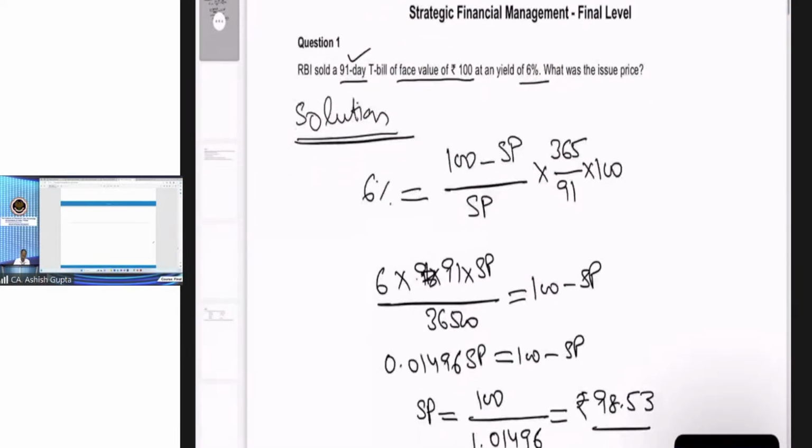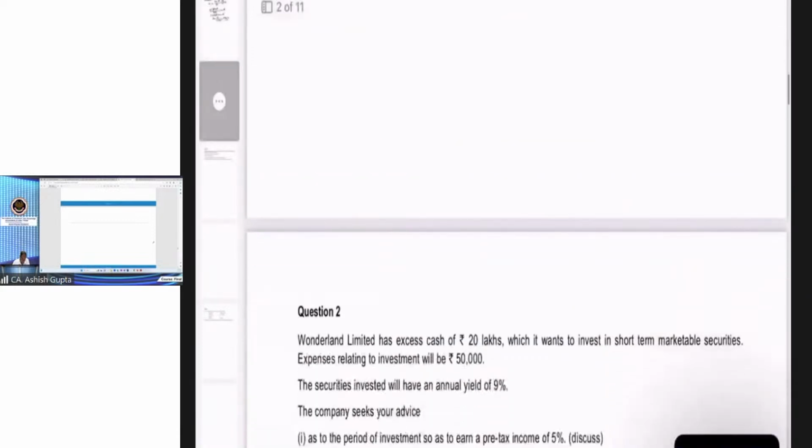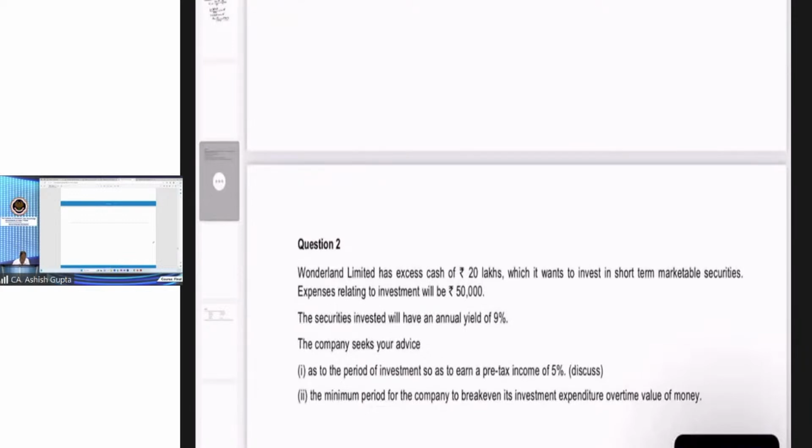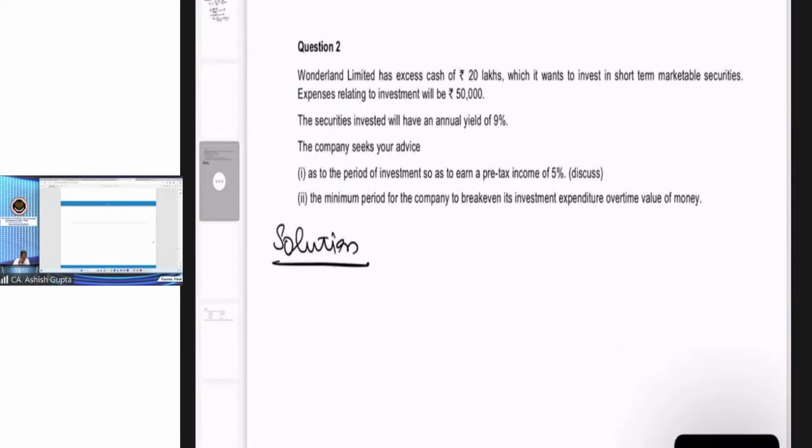Okay, students, if anyone has any doubt, it is a very simple question. Now we are coming to the second question. I am reading the question. Wonderland Limited has excess cash of rupees 20 lakh, which it wants to invest in short-term marketable securities. So it means they are interested in parking funds for a short time or duration.